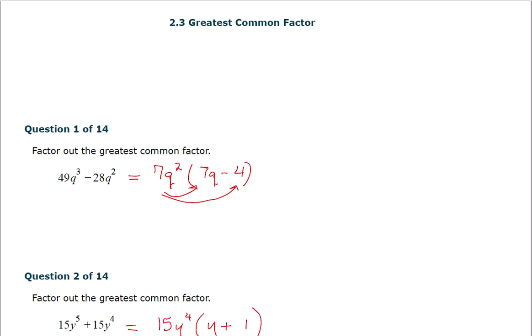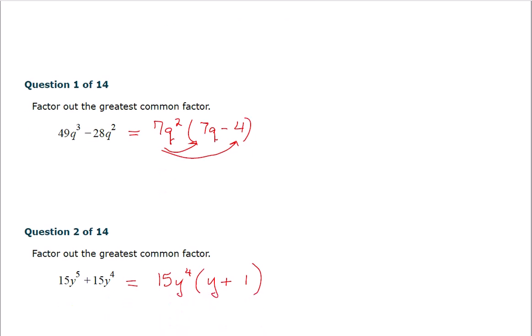Welcome to Math 1314 College Algebra. We're looking at the greatest common factor. So, looking here at question 1, we have an expression 49q cubed minus 28q squared.